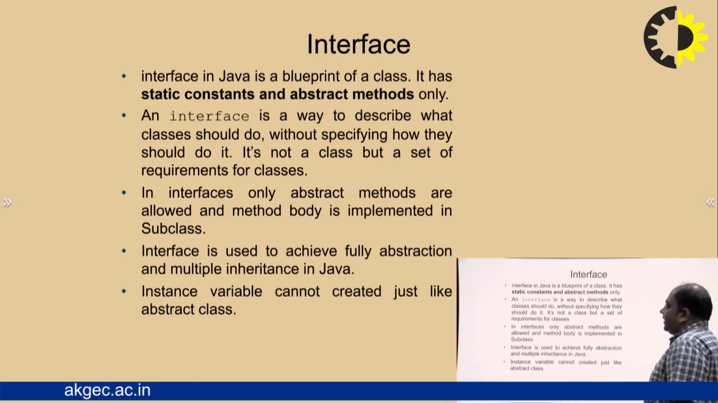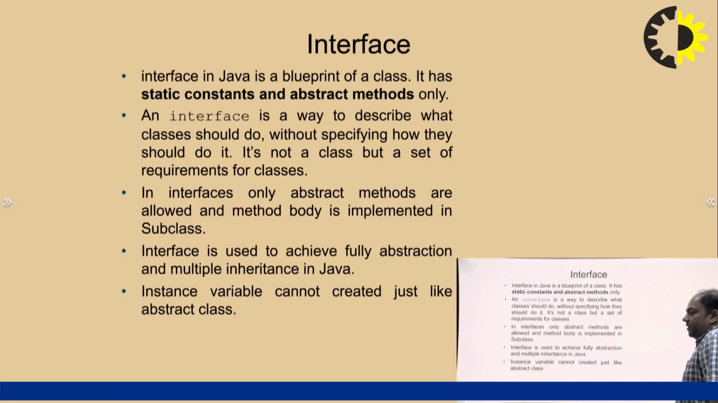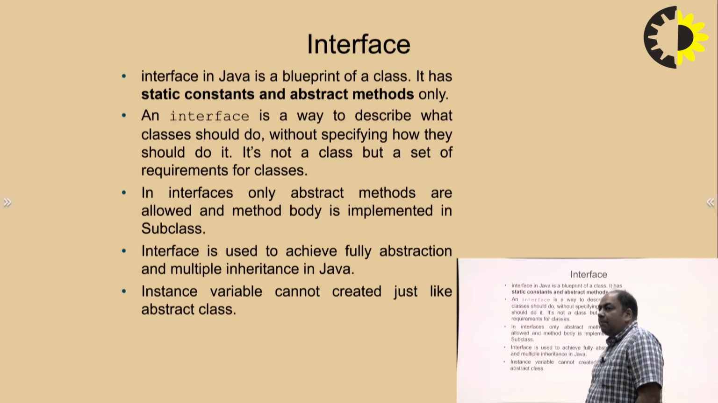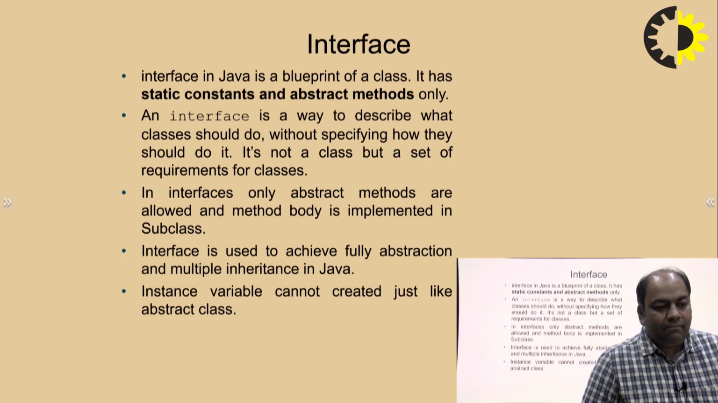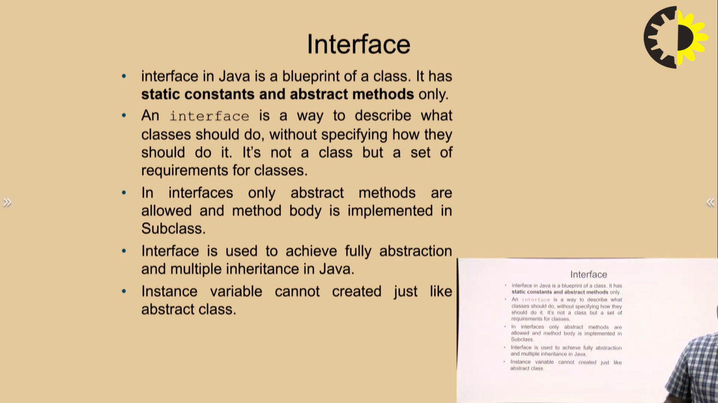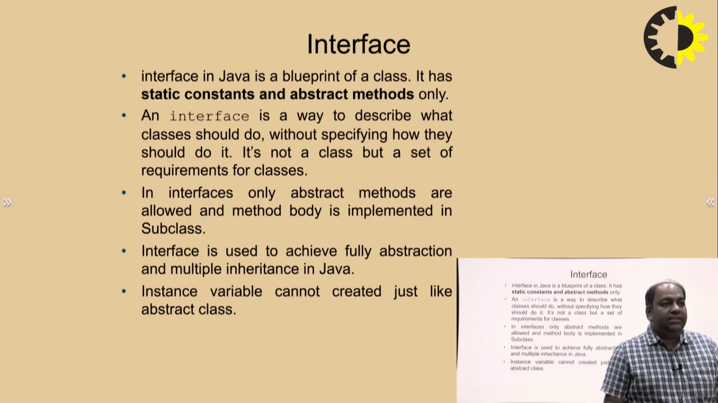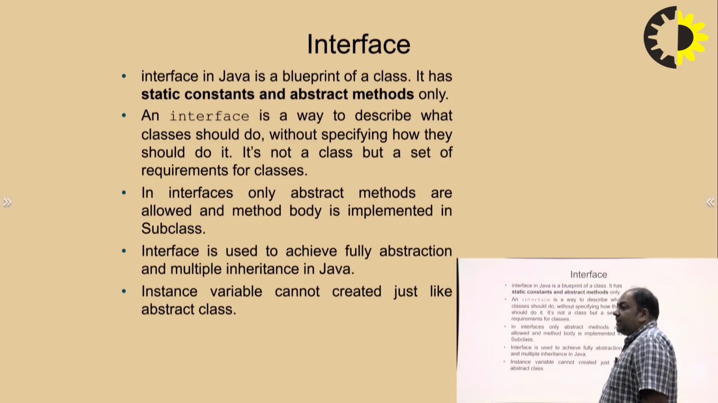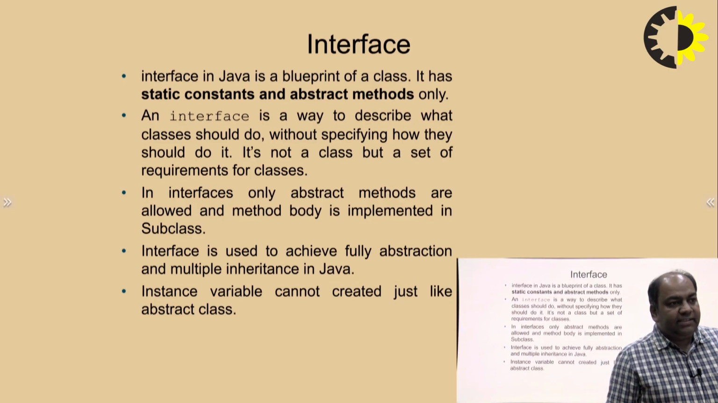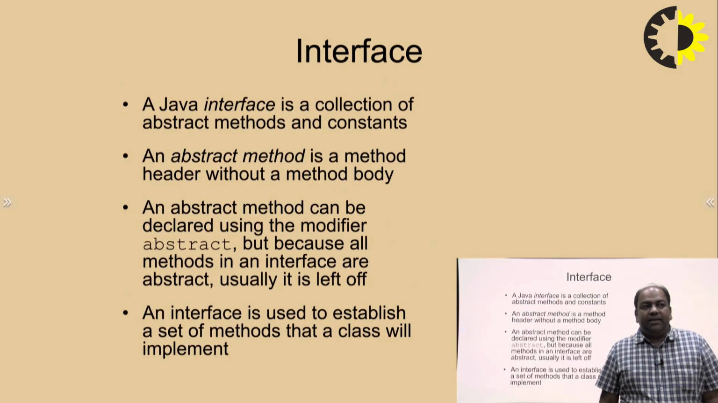As I told you, interface is an important concept when we talk about object oriented programming in Java, because multiple inheritance in Java is only achieved through interfaces. Because of this limitation of Java, we don't say Java is a fully object oriented programming language. In interfaces, instance variables cannot be created, just like in an abstract class. Interfaces are a collection of abstract methods and constants.